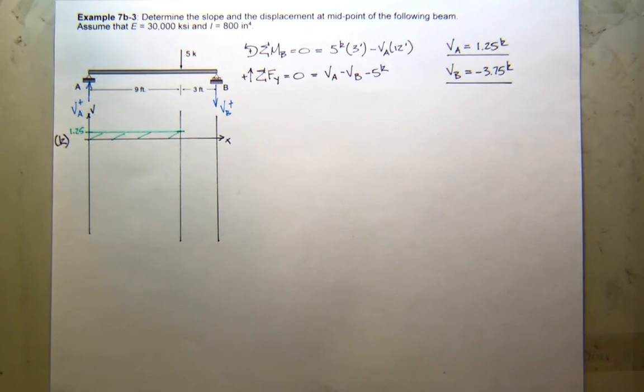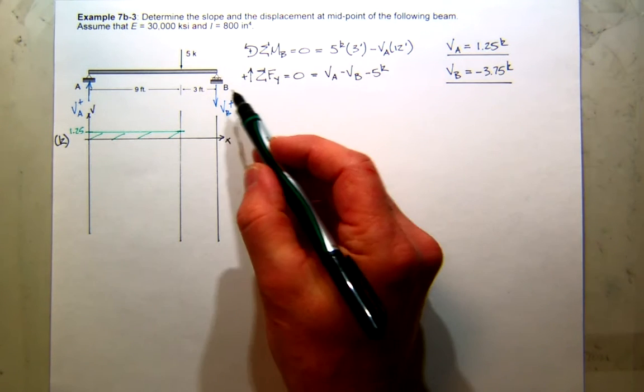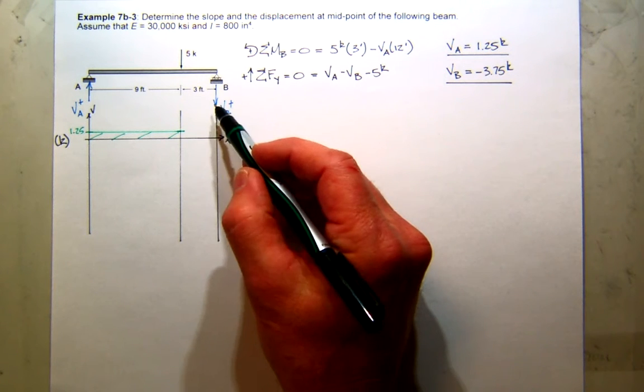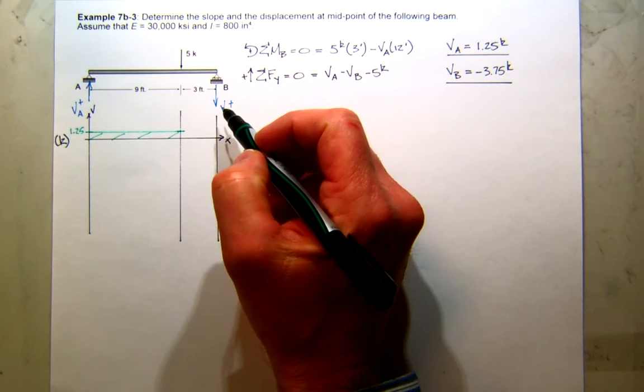Should VB be positive? No, because see, I assumed it's shear, right? And positive shear is down, so since it's negative, the force is actually up.